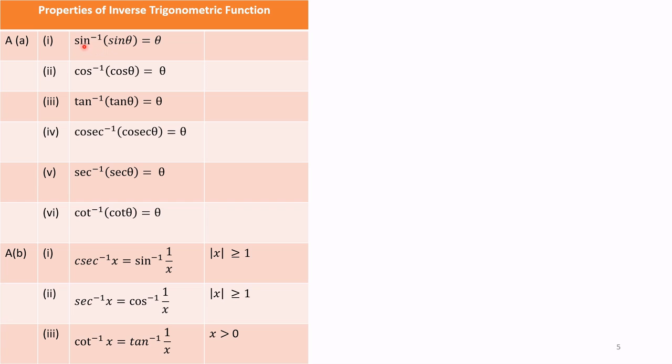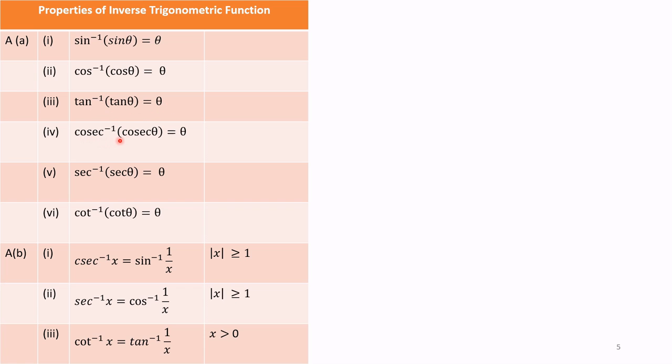That is, sine inverse of sine theta equals theta. Cos inverse of cos theta is equal to theta. Tan inverse of tan theta is equal to theta. Suppose tan theta is x and tan inverse is y. So tan inverse of tan theta will be equal to theta.